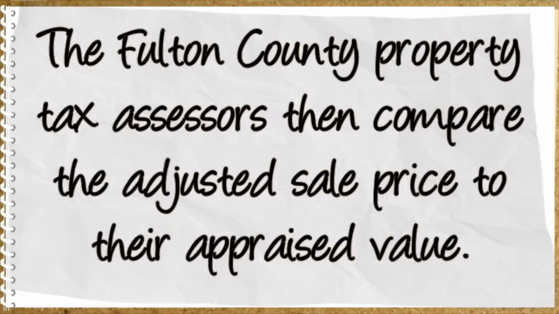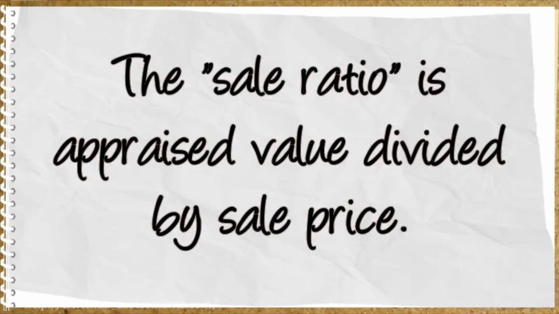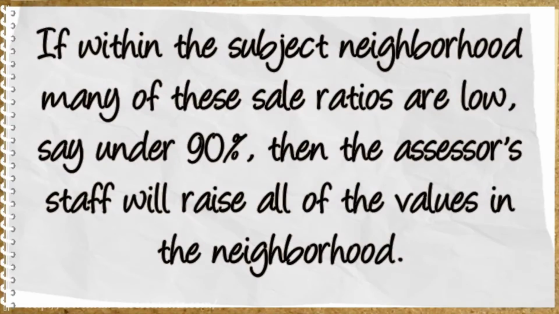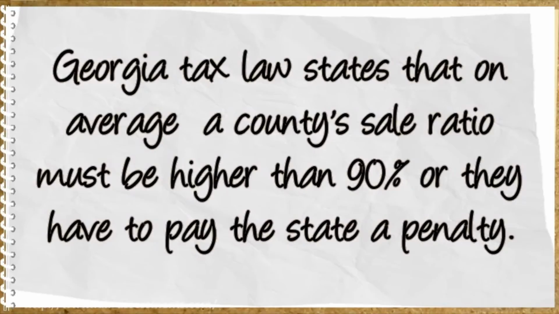The Fulton County Property Tax Assessors then compare the adjusted sale price to their appraised value. The sale ratio is appraised value divided by sale price. If within the subject neighborhood many of these sale ratios are low, say under 90%, then the assessor's staff will raise all of the values in the neighborhood. Georgia tax law states that on average a county's sale ratio must be higher than 90% or they have to pay the state a penalty.